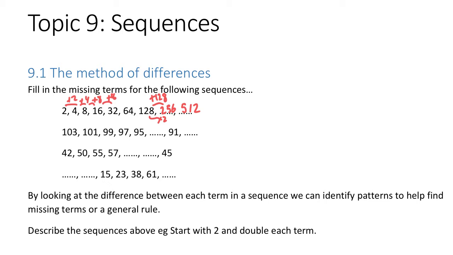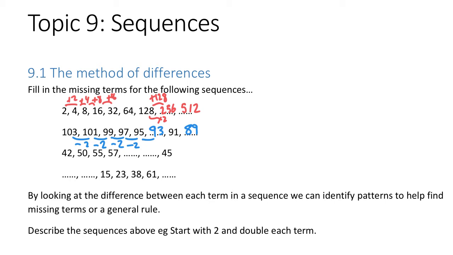For the second sequence, to get from 103 to 101, we're going to take away 2. From 101 to 99, take away 2. 99 to 97, take away 2. Take away 2. So the next term is going to be 93, and then 91 fits with our pattern, and then take away 2 gets us to 89.